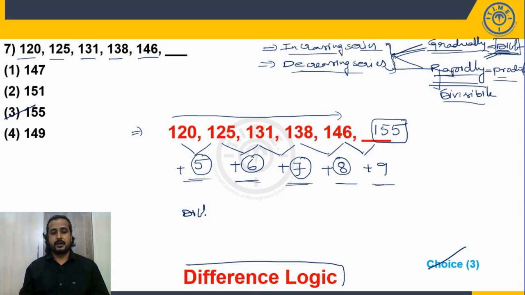Difference is, I am writing in a short form, please note it down. Difference is consecutive natural numbers. Okay. Now move to the next example.